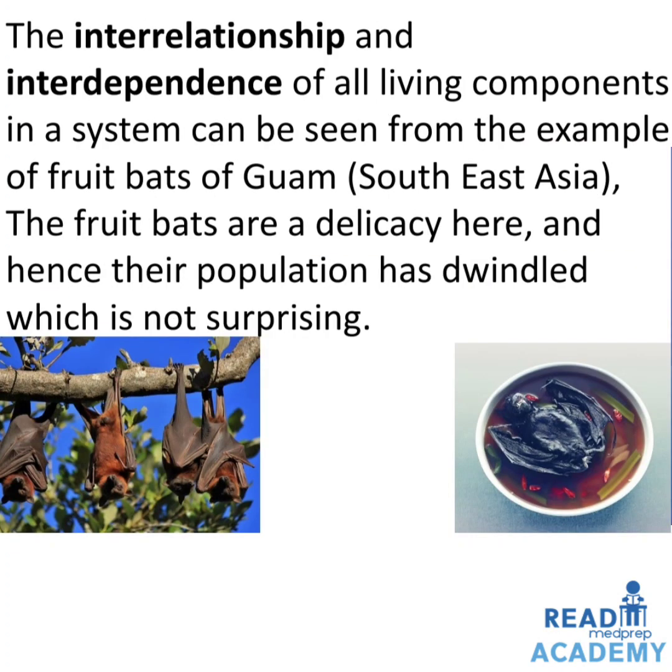The interrelationship and interdependence of all living components in a system can be seen from the example of the fruit bats of Guam, Southeast Asia. The fruit bats are a delicacy here and hence their population has dwindled, which is not surprising. In the left side image you can see the fruit bats hanging from the branch of a tree in the day, and on the right side you can see a bat in the soup.